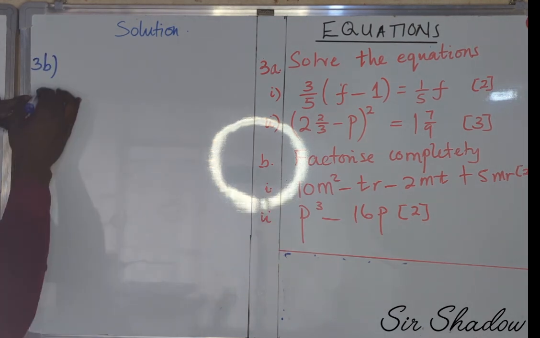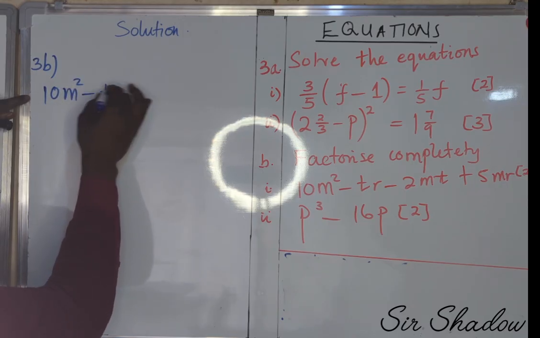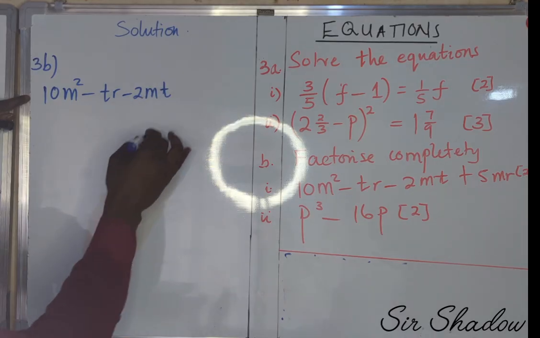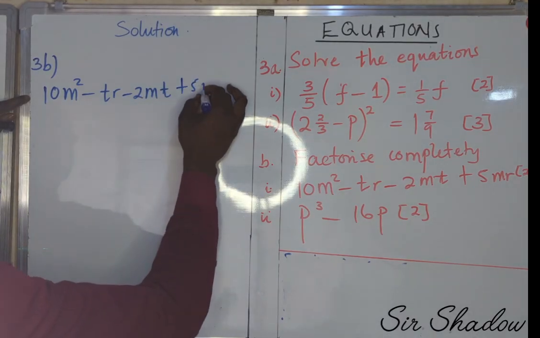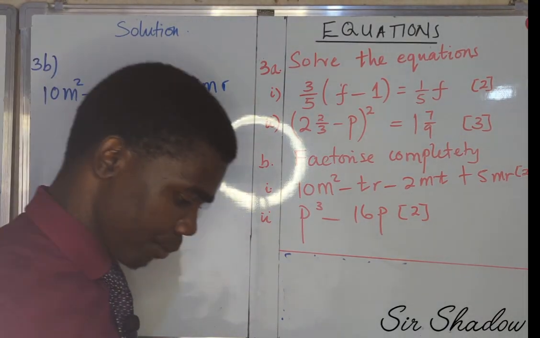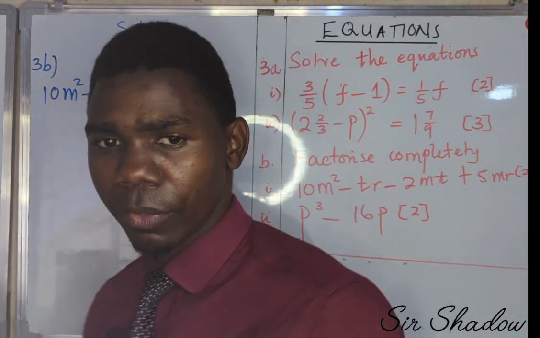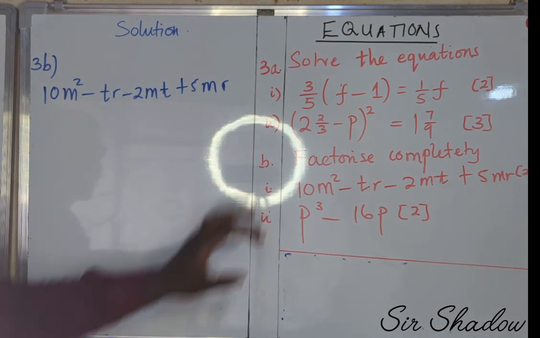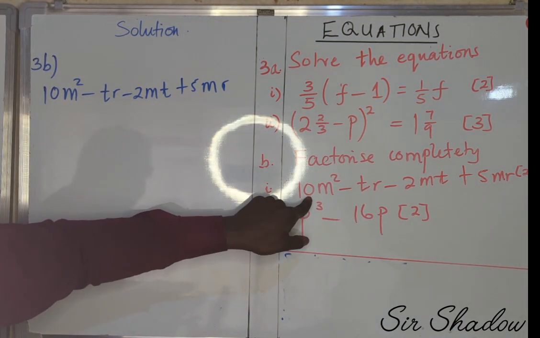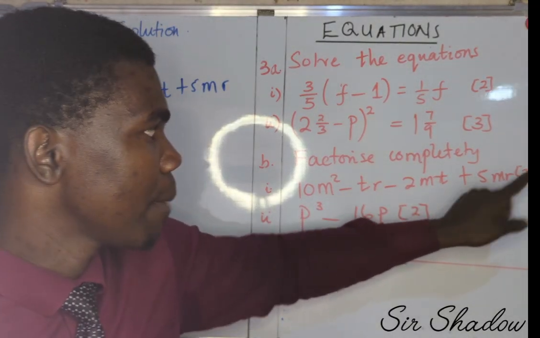On 3b, you are given 10m squared minus tr minus 2mt plus 5mr. According to this question, based on factorization, whenever we are given such a condition, we are asked to factorize completely. So for us to factorize this, we are given 10m squared minus tr minus 2mt plus 5mr.